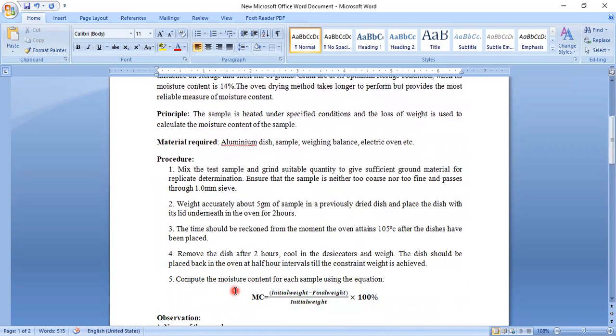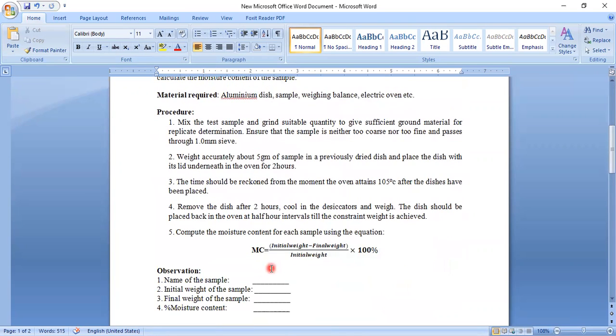Then you can finally compute the moisture content for each sample by using the formula: moisture content equals initial weight minus final weight, divided by the initial weight, into 100%.